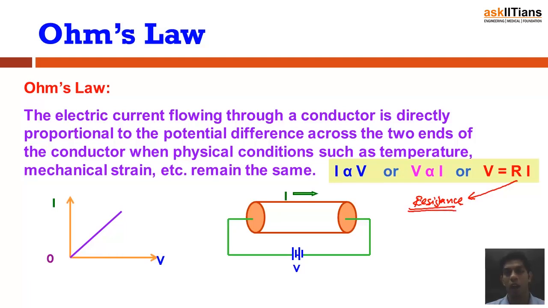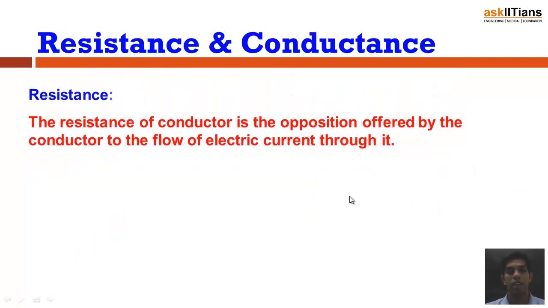So why or how did he come up with the word resistance? We'll learn this in the next slide. He said that the resistance of the conductor is the opposition offered by the conductor to the flow of electric current through it. What he meant is that when the electrons move inside the conductor, they experience collisions with other electrons and atoms. Due to this, the motion is restricted while moving inside the conductor. This is the opposition which he referred to as resistance.